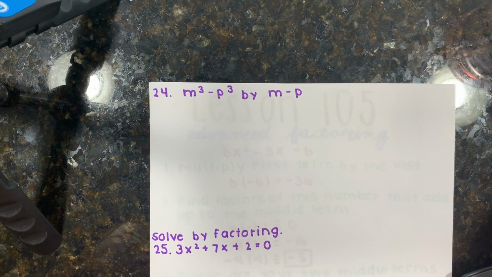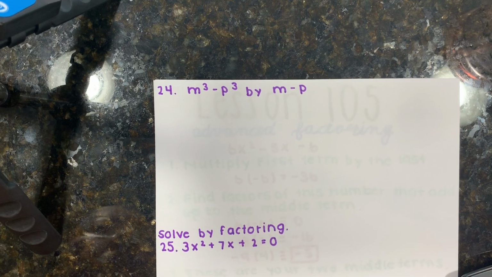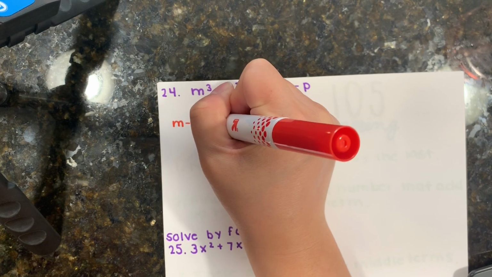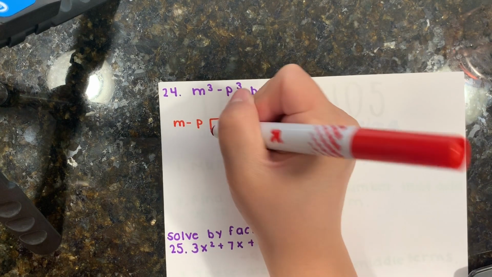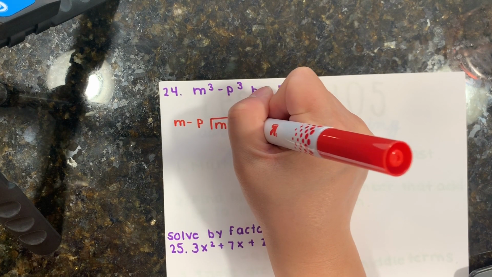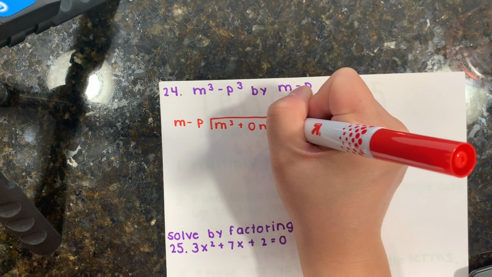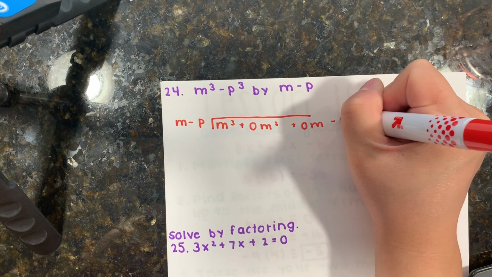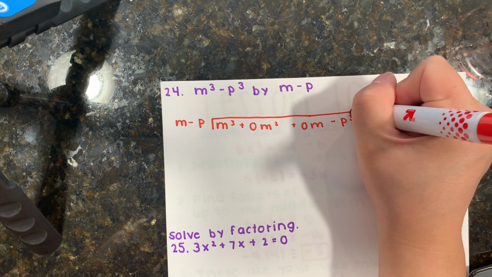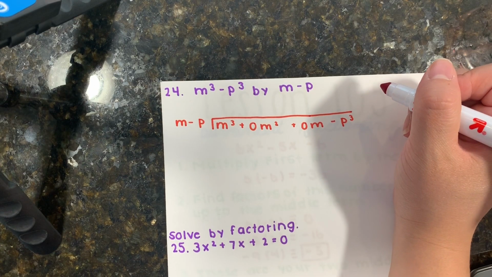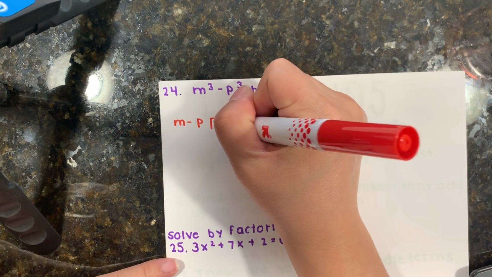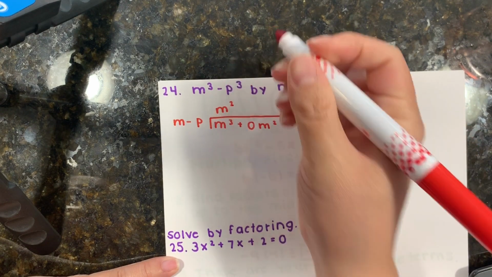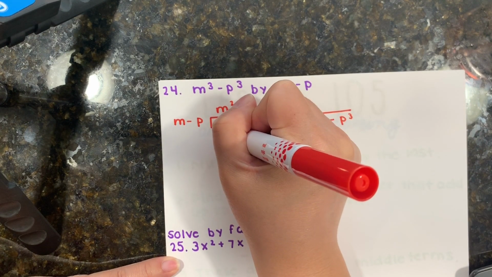Now looking at number 24, this is a pretty recent lesson. So I'm going to start by putting my m minus p on the outside. And then on the inside, I'm going to put my m cubed, then my 0m squared, my 0m, and then minus p cubed. So division works the same as it was before. So I'm going to first divide m cubed by m, which gives me m squared. When I multiply this, it's going to come out as m cubed.